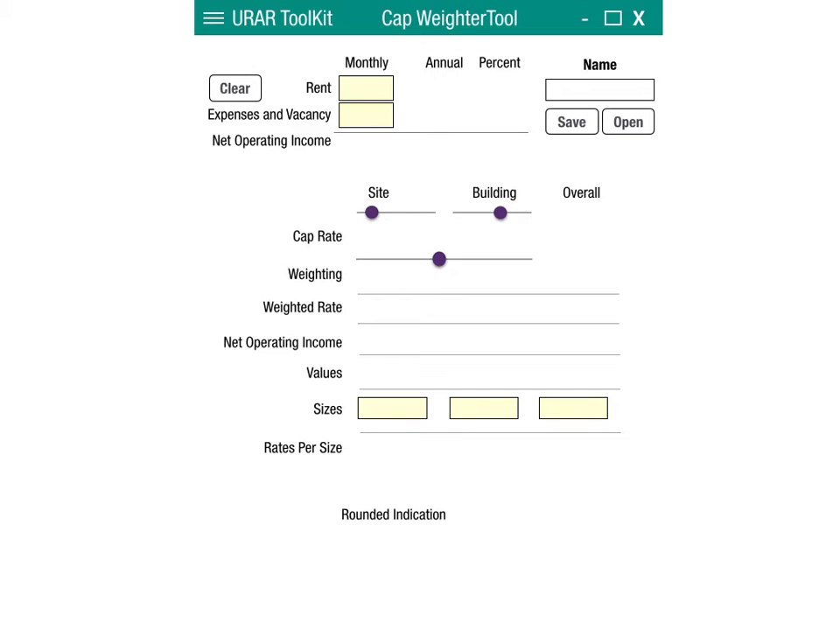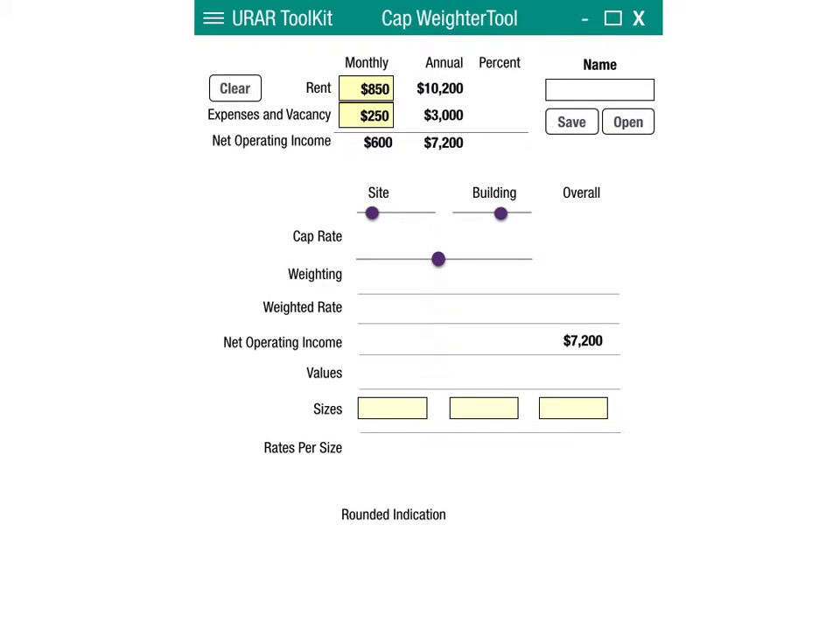So you begin with a screen, and you've got three sliders here, one on the site, the building, and the weighting. We'll see how those work a little later on, but they help us to do a quick analysis of our subject. So we begin with the rent and the expenses, and then the tool will calculate the NOI, or the net operating income. We'll then see the annualized financial data and their percentage.